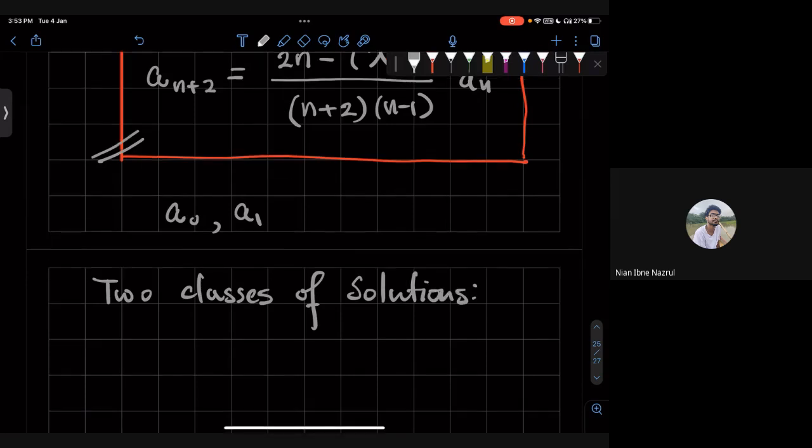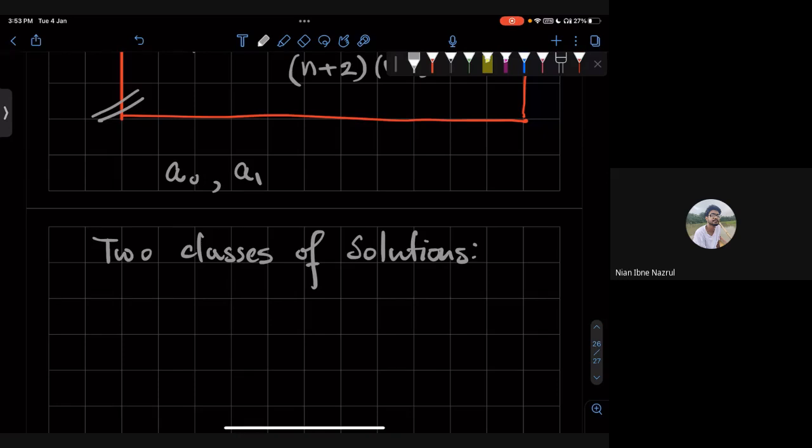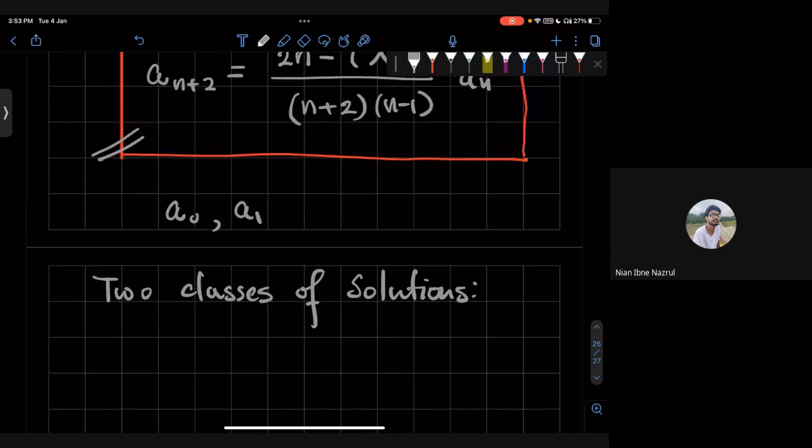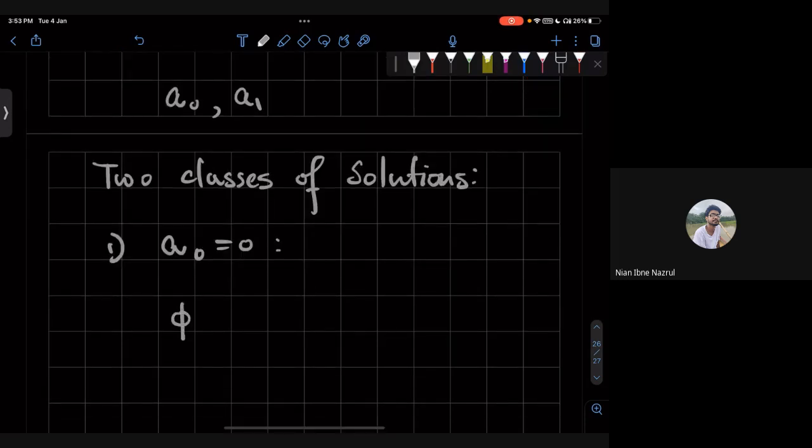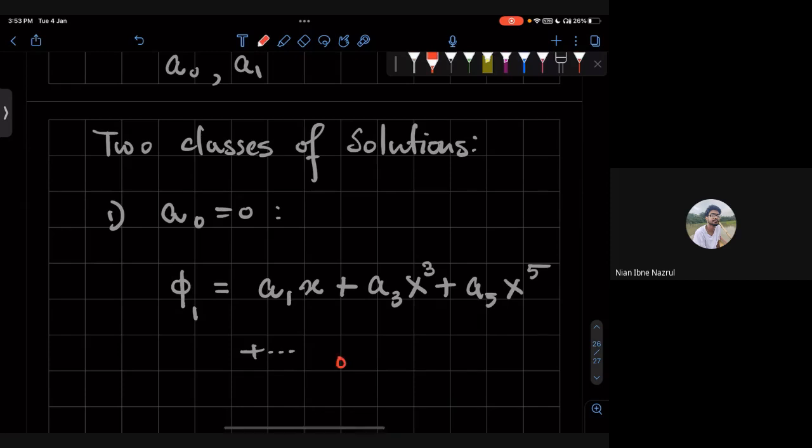One in which A0 is 0, and another one in which A1 is 0. So the first one is A0 is 0, and that class of solution is going to be, let's call it phi 1. It's going to be a1 x plus a3 x3 plus a5 x5 dot dot dot. So these are odd functions, right? So we get a class of solutions which are odd functions.